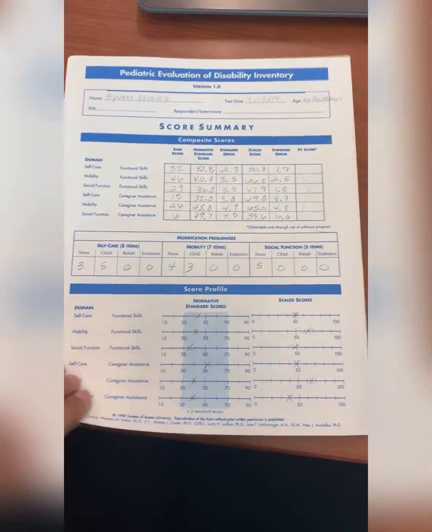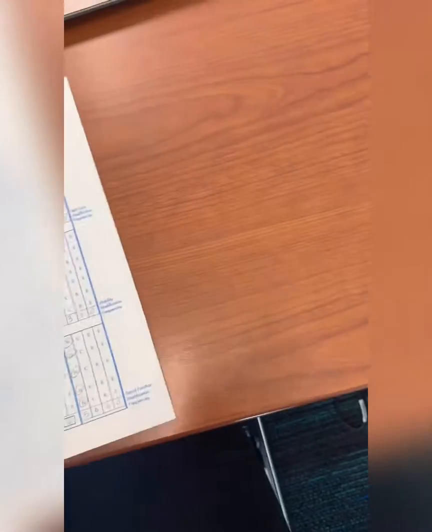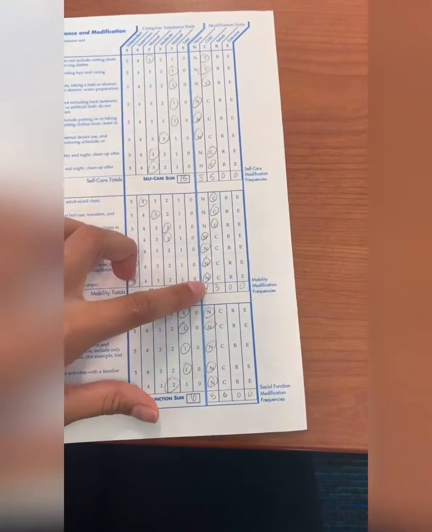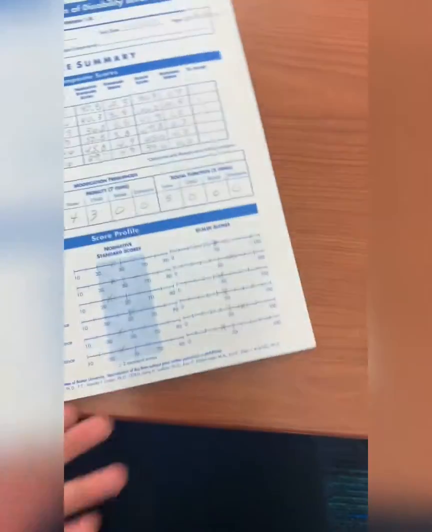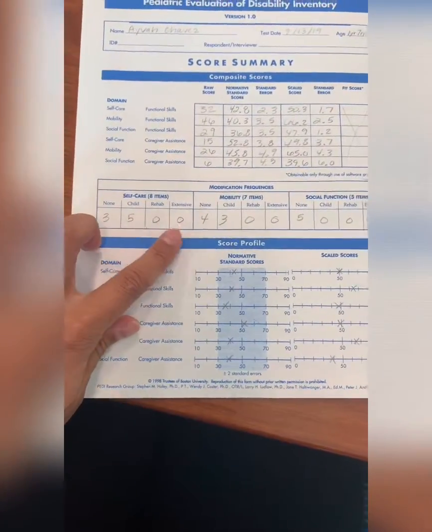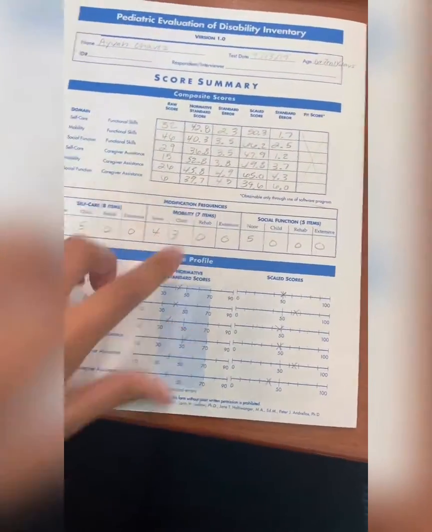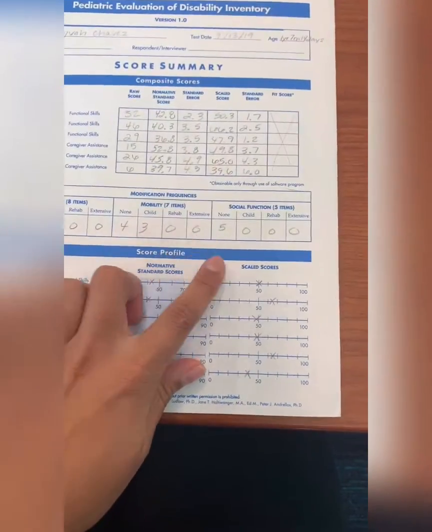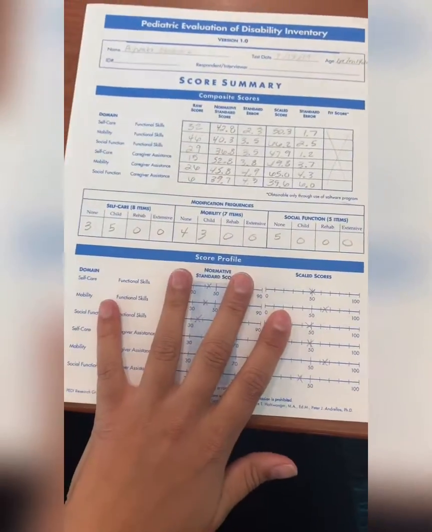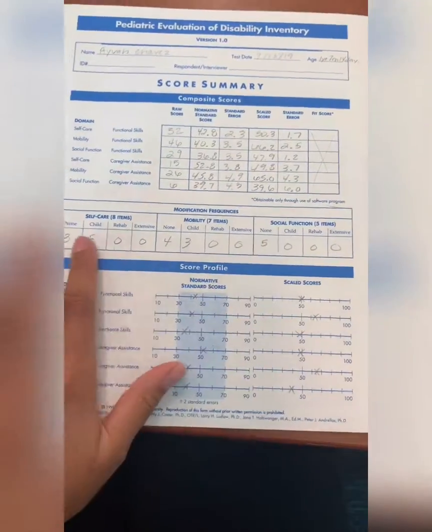In order to fill out the modification frequencies, which is right here, you're going to want to open the booklet back up and look at these 3 boxes. As you can see, 3500 refers right back here, 3500. If you take a look at the mobility domain right here, 4300. So those just translate right over. You'll do the same thing for social functioning, and that's how you fill out the modification frequencies.